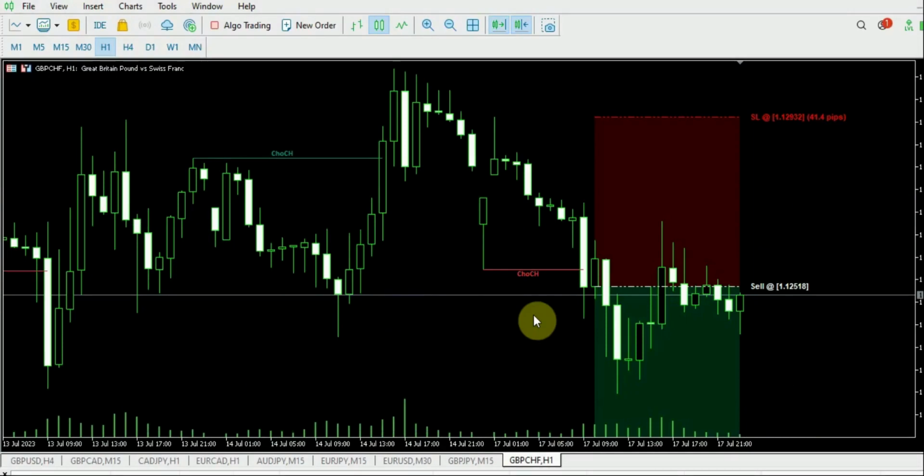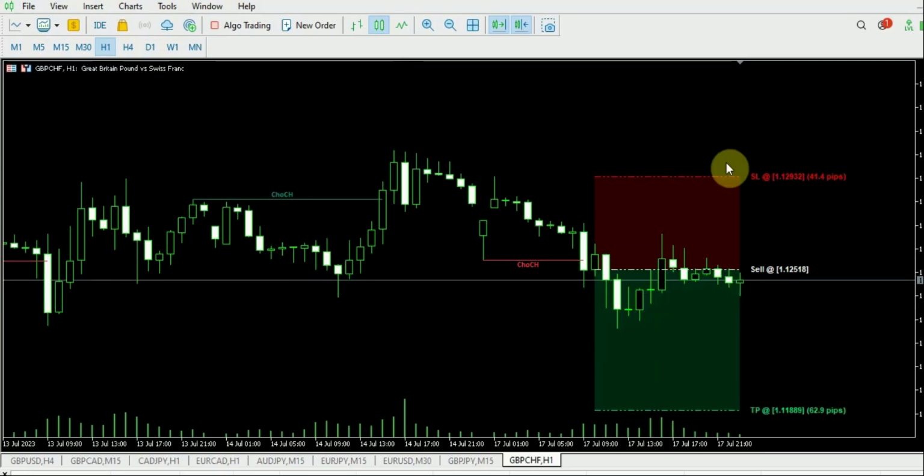Now that we have established what a break of structure is and what a change of character is, I'm going to show you guys what makes our indicator special. Many of you may understand what a break of structure and a change of character are, but you don't know how to trade them, especially if you're a brand new trader. So what my team did is that we implemented our points so that you can have an idea of where to enter and where to exit. This feature was built into this indicator just to help you have a better idea of where your target should be and where your stop loss should be. Doing this will definitely help you have better entries.